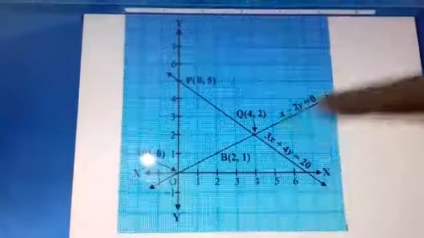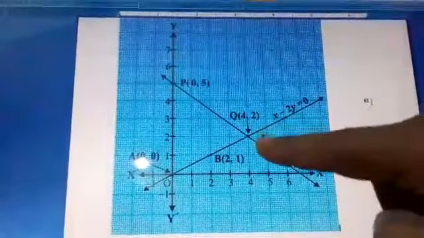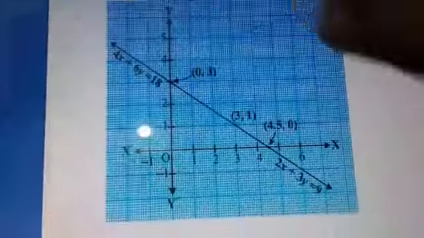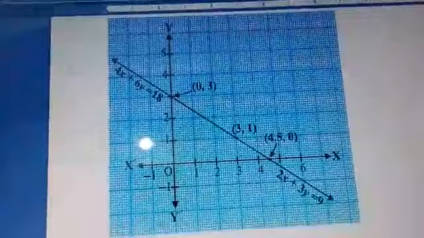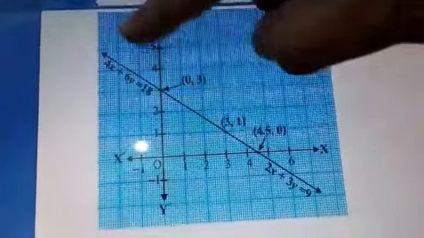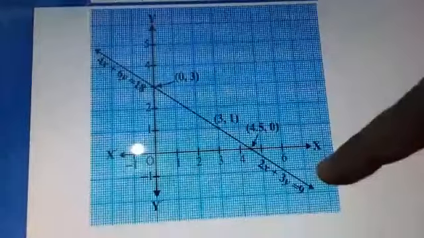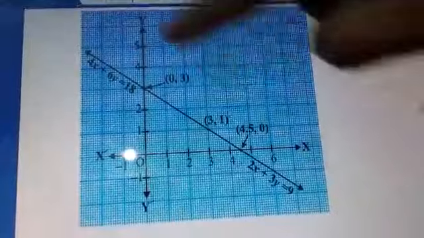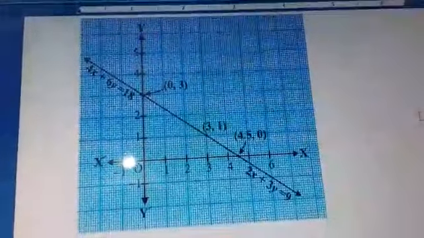Now when we talk of any two pair of equations, we can see that they can intersect at a point. We have three choices here. They can intersect at a particular point, or they will coincide with each other. Here you can see 4x plus 6y plus 18, this is one line. 2x plus 3y equal to 9, this is another line, and both the lines are coinciding with each other.